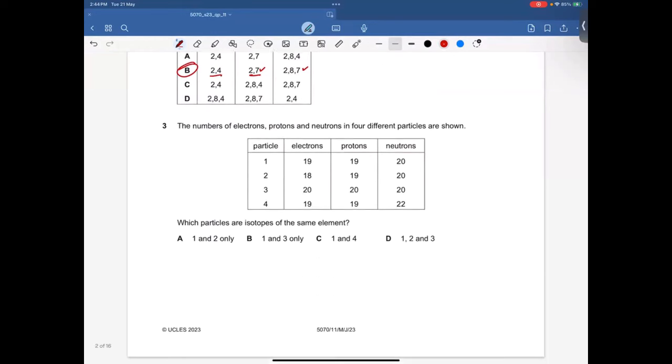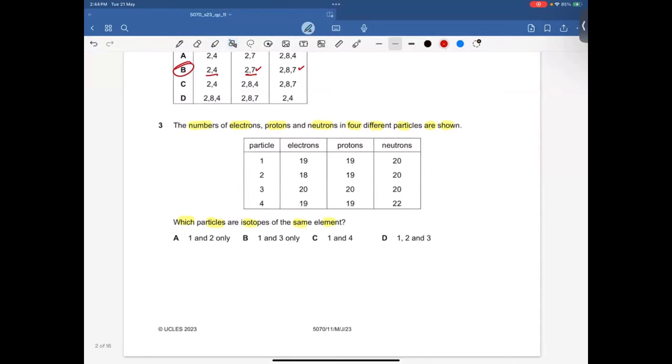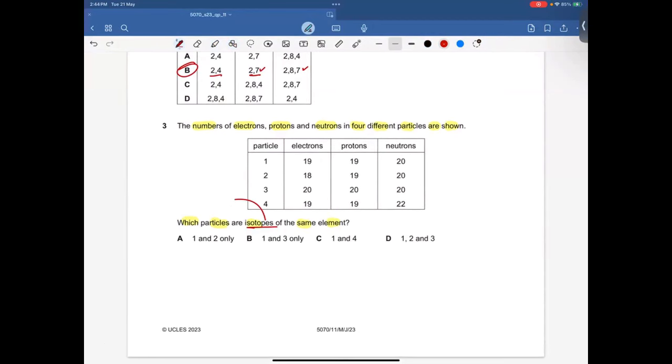That's the only option. Question number 3. The number of electrons, protons, and neutrons in 4 different particles are shown. Which particles are isotopes of the same element? What is an isotope? Isotope is basically the same number of protons.